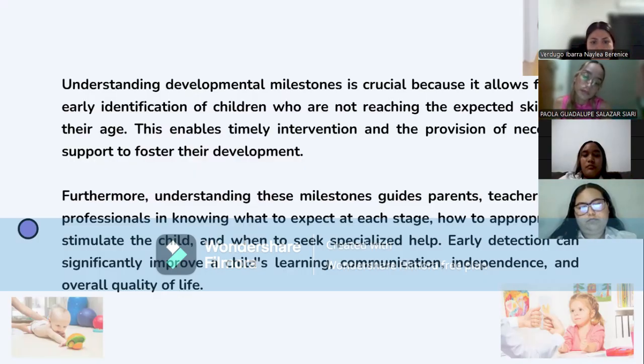Furthermore, understanding these milestones guides parents, teachers, and professionals in knowing what to expect at each stage, how to appropriately stimulate the child, and when to seek special help. Early detection can significantly improve a child's learning, communication, independence, and overall quality of life.